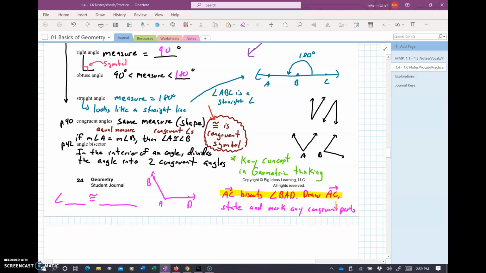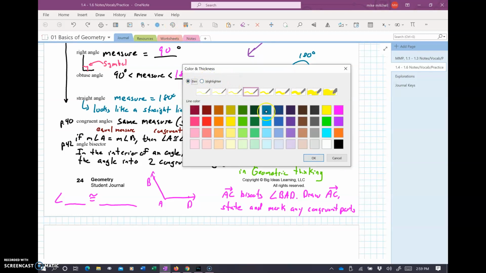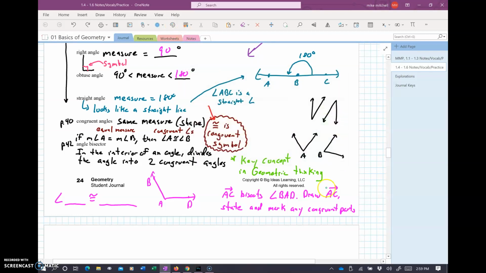So the first thing I have to do is draw AC. What color do I have here? Highlighter. Let's go to the blue. It will look good with this. So I'm going to draw AC. I'm going to do this part first. Well, I already got A in there. It's a bisector, so it's going down the middle here somewhat. And I'm going to put the point C on there. So I've drawn in AC. It's on the interior of my angle.